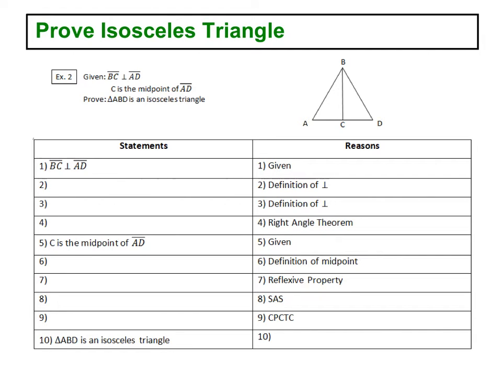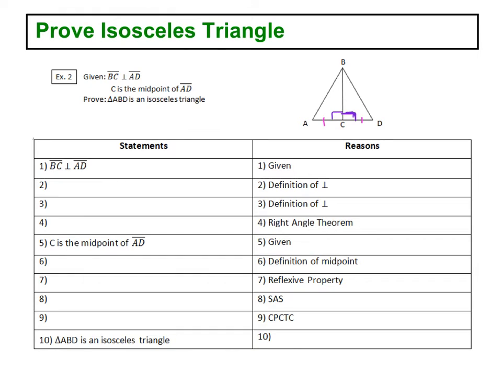All right, so let's start with the given. BC is perpendicular, that's your symbol for perpendicular, to AD. So here's BC perpendicular to AD. Well, perpendicular means that you have two right angles. So that's what perpendicular lines give you. We're also given that C is the midpoint of AD. Well, a midpoint takes a segment and cuts it in half, so we know that we have two congruent segments right there.